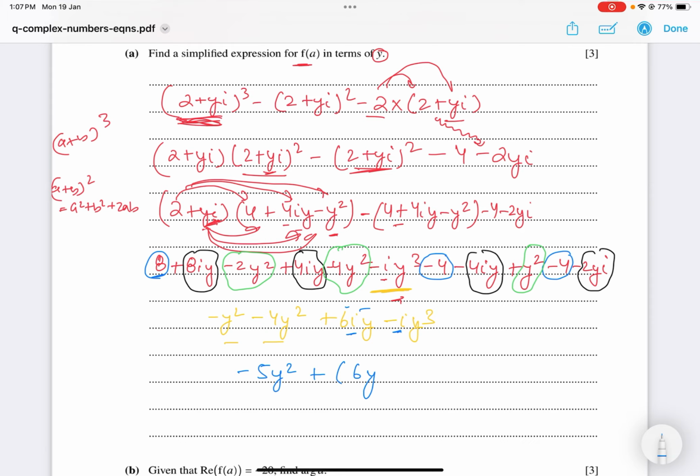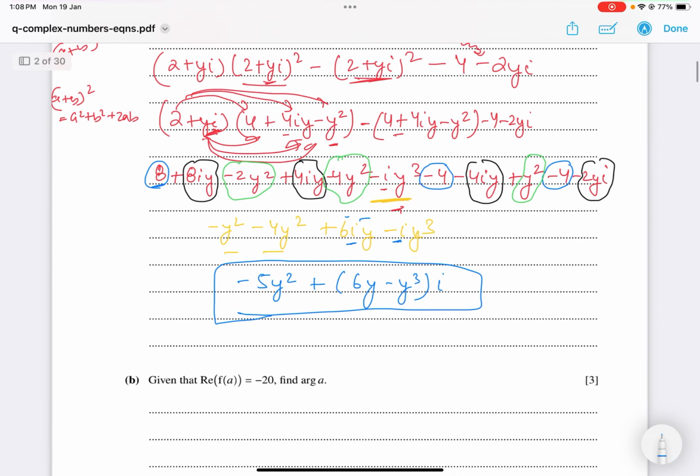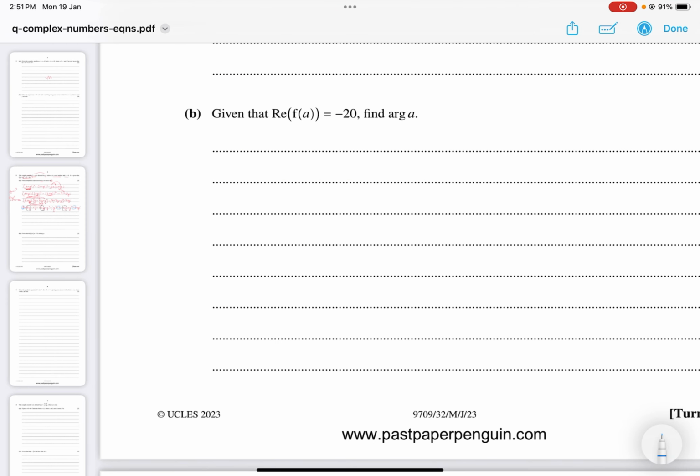So 6y will remain, and minus y cube i. So this is your final answer. Very good, learners. Now let's try to solve the B part of this question.